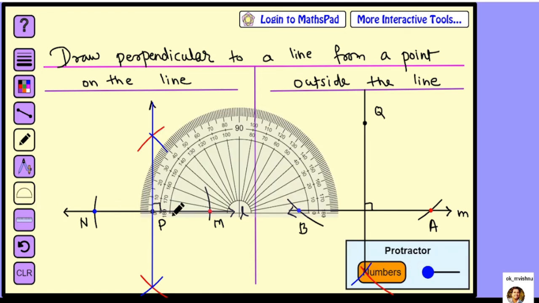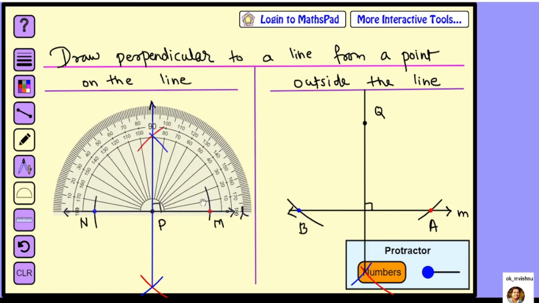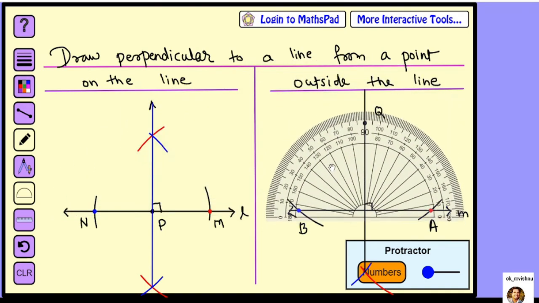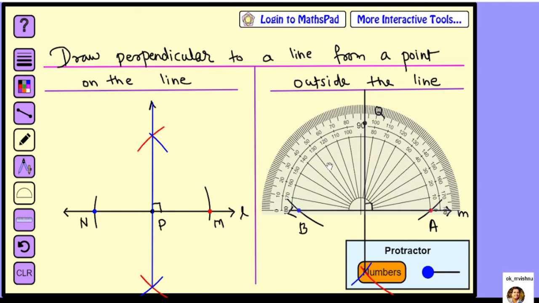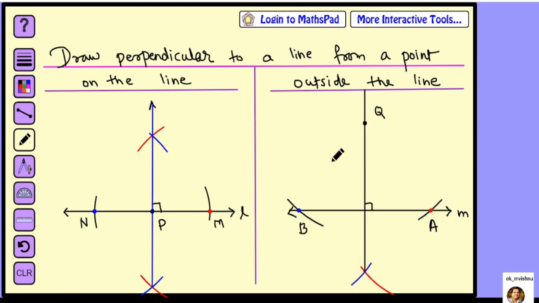We can verify this by taking a protractor. See, this is a perfect 90-degree angle, and this is also a perfect perpendicular line. So you don't have to measure it every time using a protractor. Just by using a compass you can draw these perpendicular lines. That's it. Thank you.